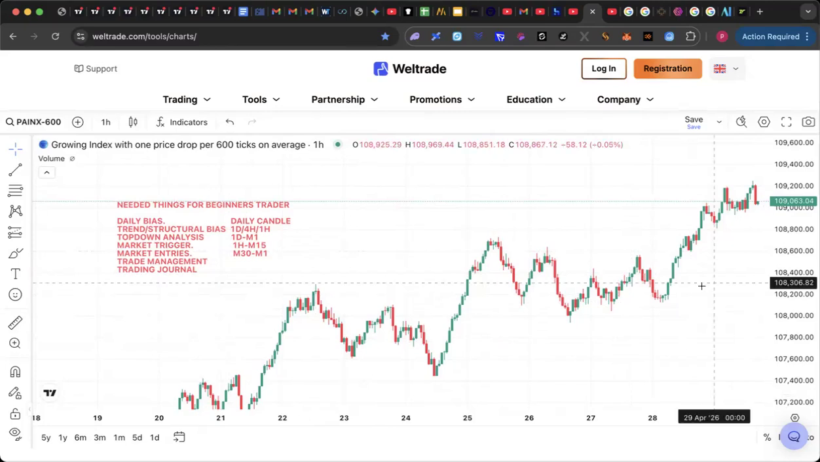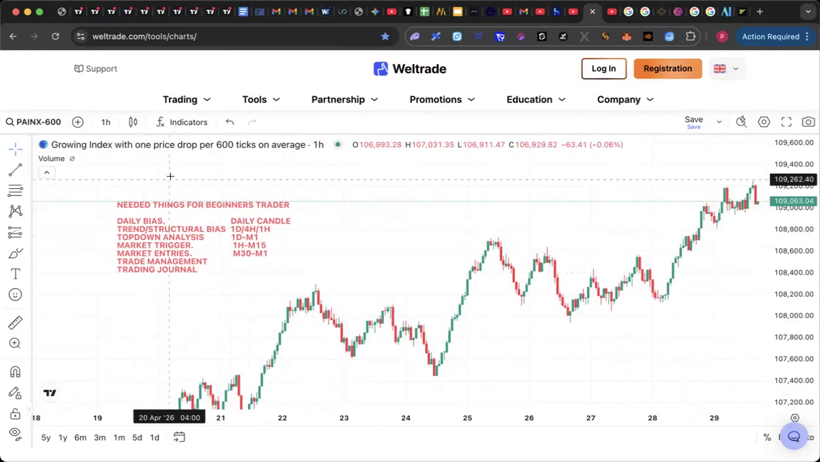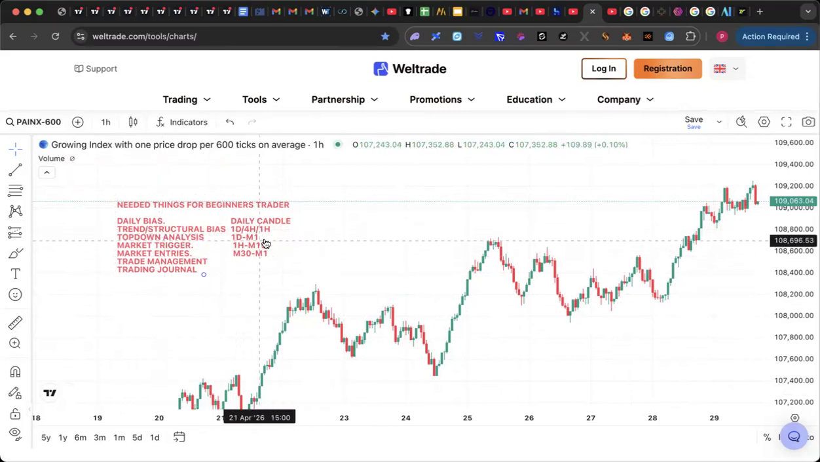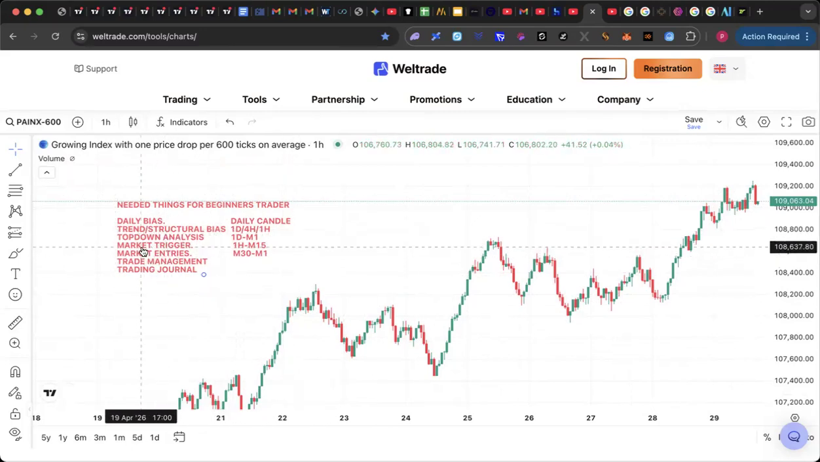So how should you trade pain and gain? Pay attention to this. Take a screenshot of this. First, we call something daily bias. Second, we call trend and structural bias. And then we call something top-down analysis. Then we have market trigger, then market entries or model. And then we have trade management and trade journal.